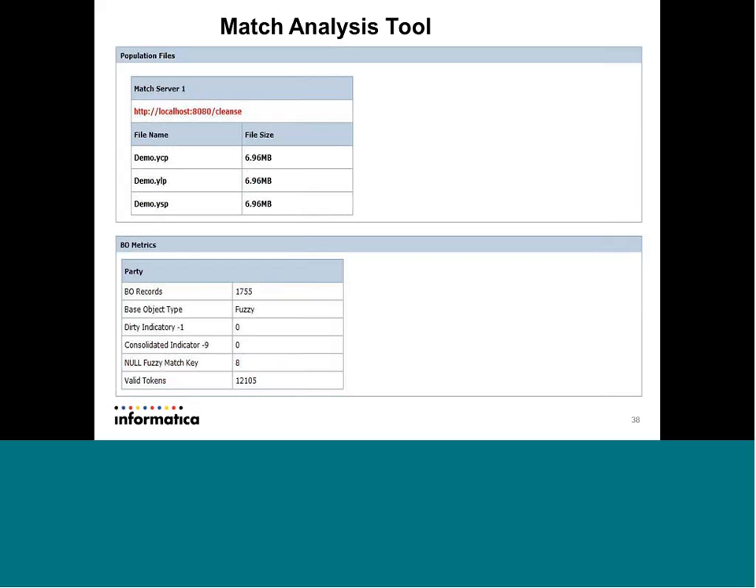Basically, it will give you the tokenization related parameters like the total number of BO records, the base object type, how many records have dirty indicator 1, consolidation indicator 9, and also if there are any records with null fuzzy match key.